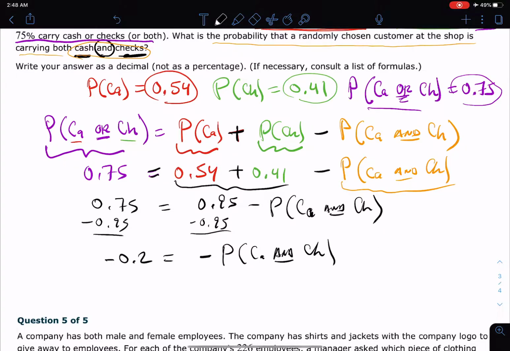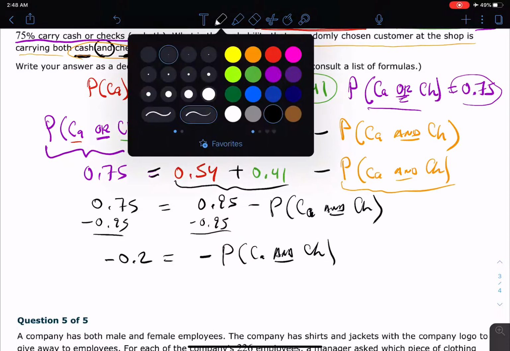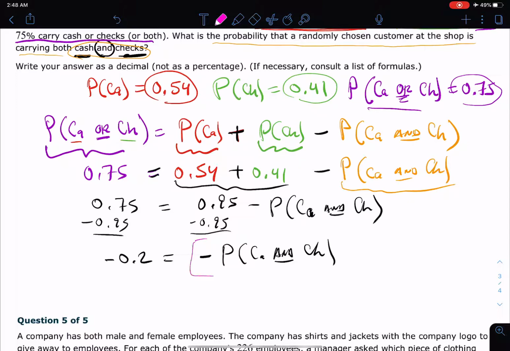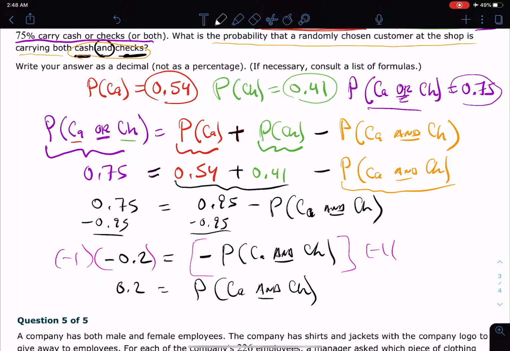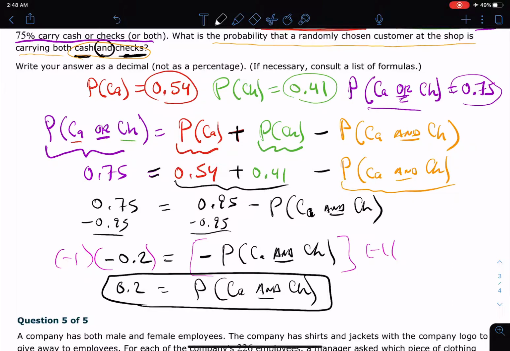Now, we don't want to know what negative probability is, so we just essentially multiply both sides of the equation. You don't even really have to show this as much anymore. You negate both sides. You multiply both sides by -1. And when you do that, that just changes the sign on both. And the beauty of that is now we get exactly what we want. We want to know the probability that you have cash and checks. And there it is. We're able to do this by using our formula, which is the general addition rule of OR that happens to have an AND in it. And then we solve for AND, and there's the answer.